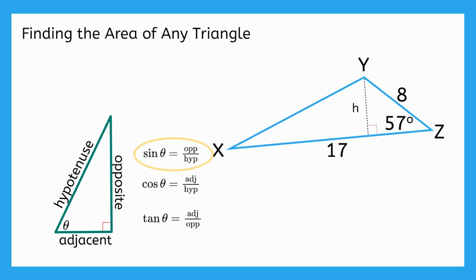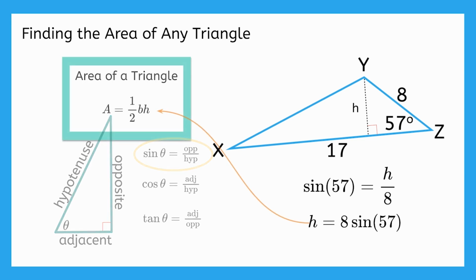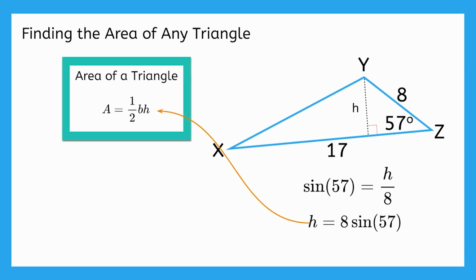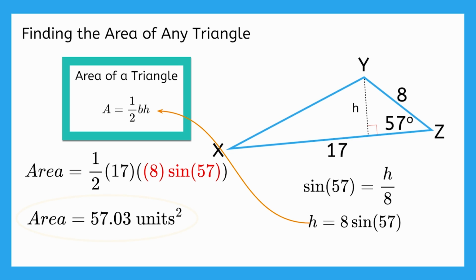I will sketch an altitude from angle Y, creating a smaller right triangle that includes my given angle, 57 degrees. Using the sine ratio, I write sine of 57 equals h over 8. Then, solve this equation for h. H equals 8 times sine of 57, which I substitute into my standard area formula, 1/2 base times height, resulting in area equals 1/2 times 17 times 8 times sine of 57, which equals 57.03 units squared.